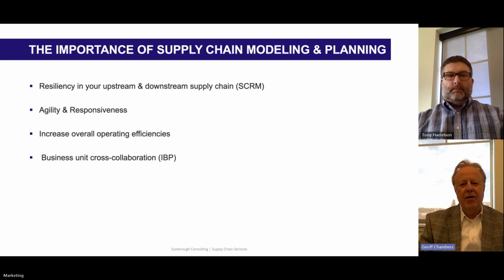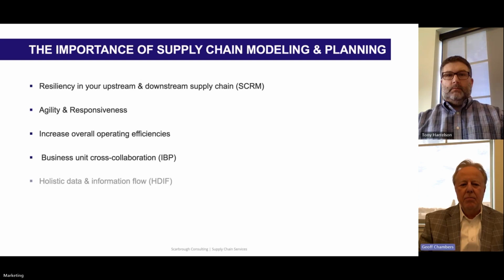The next one is business unit collaboration. Now, this is integrated business planning. Remember, supply chain is just one piece of the picture when you talk about business unit cross collaboration or integrated business planning. It's very important to understand that this is a business initiative that will have an impact on all of your operating units within your company.